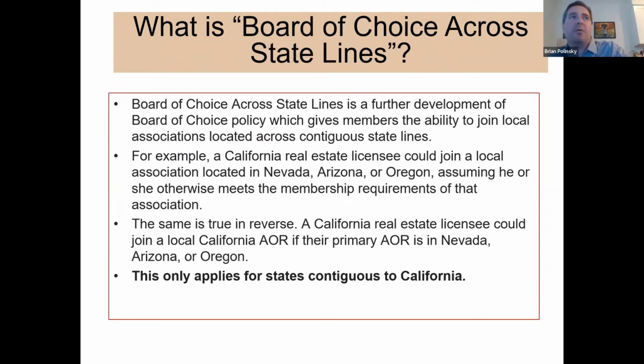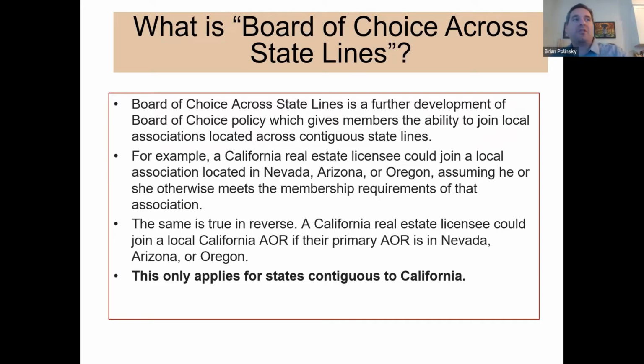So next question, what is board of choice across state lines? This is a question that comes up often, and it's something that I actually have addressed at an AE town hall because I know there's been some confusion on it. Board of choice across state lines is a further development of board of choice policy. It actually gives members the ability to join a local association, but only if it's located across contiguous state lines. That contiguous part is actually important. Keep in mind that in California, there are actually only three states that are contiguous with us. In other words, that border California, and that would be Nevada, Arizona, or Oregon.